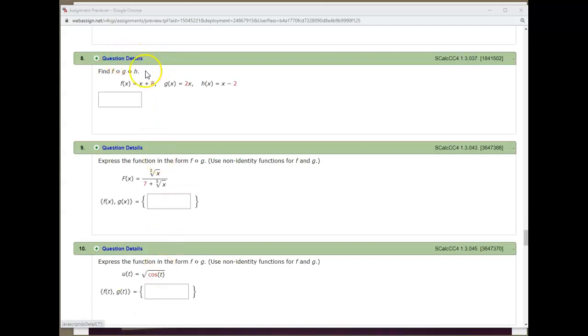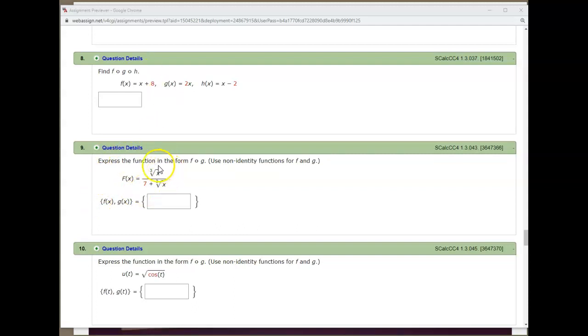Now, number 8 here has f of g of h, which means I'm going to take h and put it into g and then put that into f. And it does not say that I have to simplify again. So you may have to, but most likely you don't unless it says so. This one they're asking you to do this backwards.